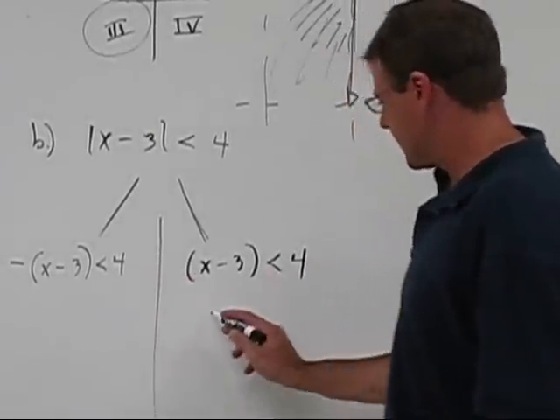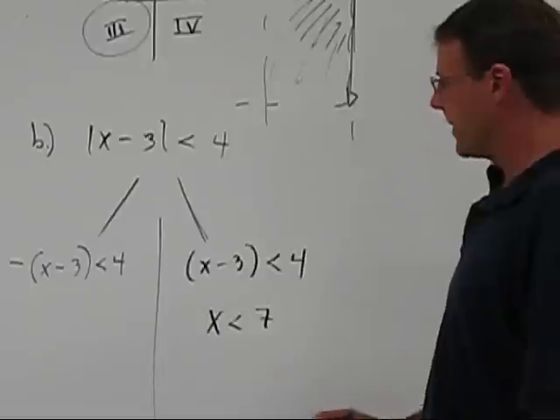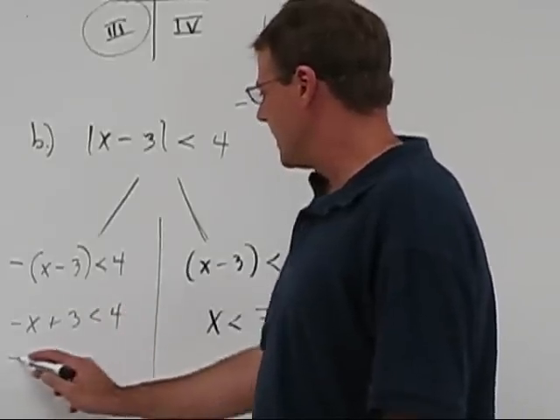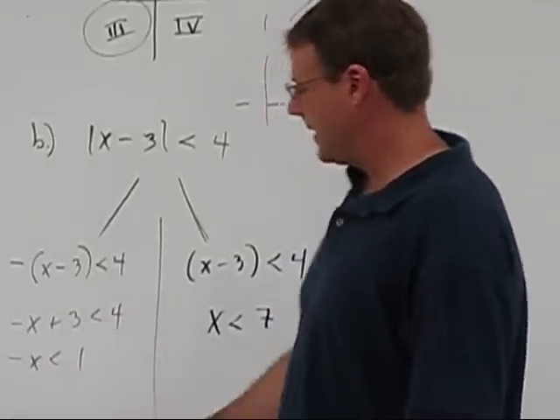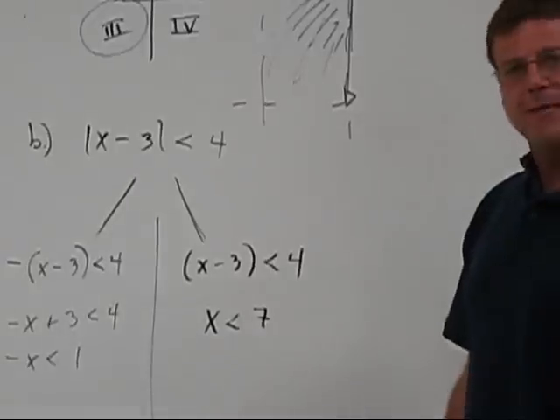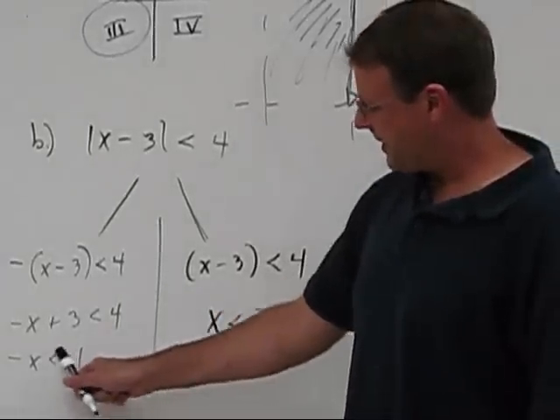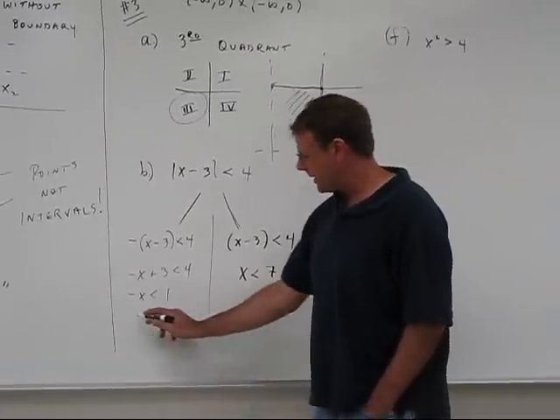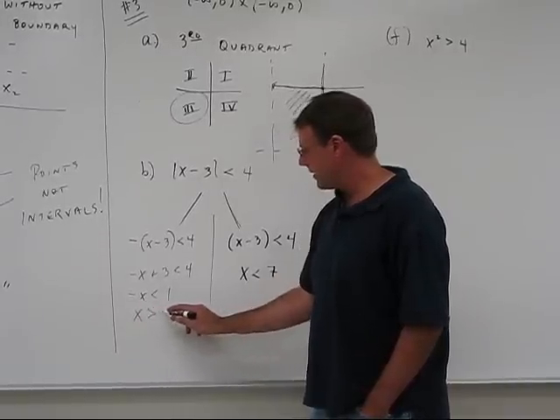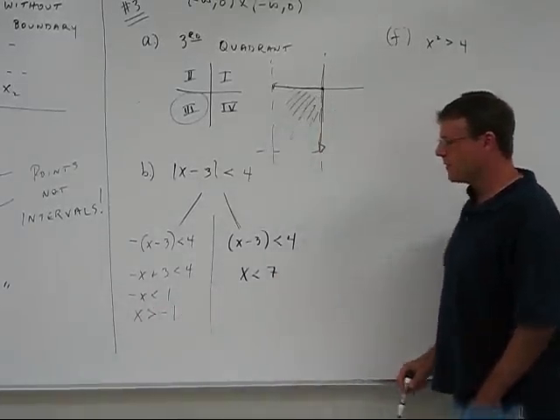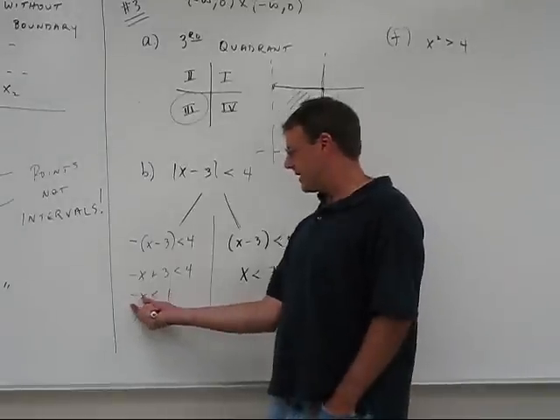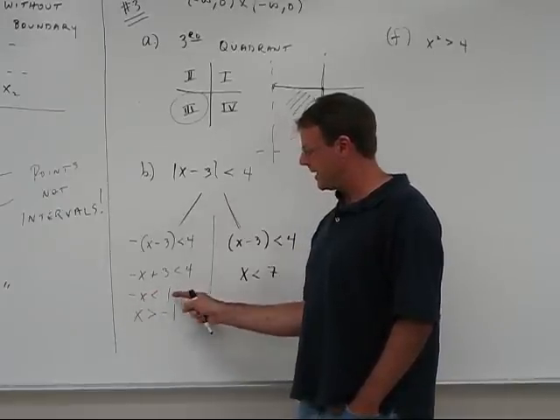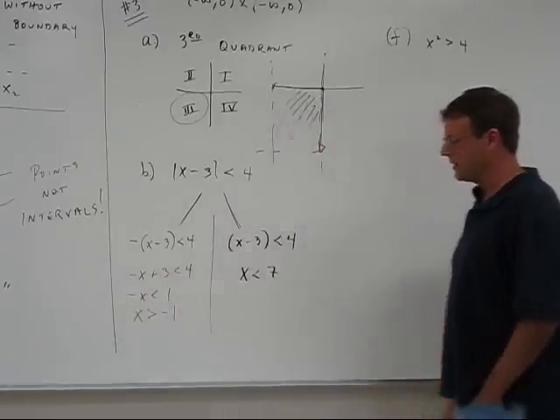Then I just solve for x. Over here it's quick, x is less than 7. And over here I get negative x plus 3 is less than 4, so negative x is less than 1. A good opportunity to remind you how to deal with the inequality: when I multiply by negative 1, I have to flip the inequality. So x is greater than negative 1. If you have trouble remembering that, just bring the x over to this side, add x to each side, so that puts an x on the greater side, and put the 1 over there, and you get the same thing.